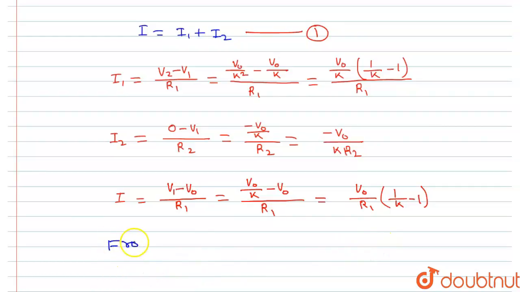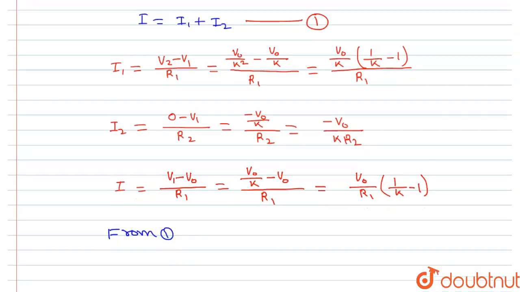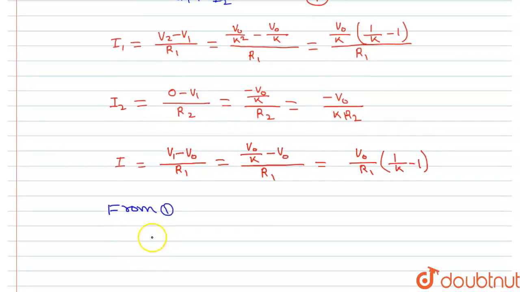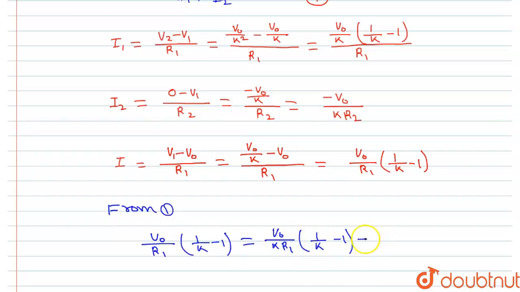So we can write here, from the first equation, I is equal to V naught divided by R1 into (1 by K minus 1), and this is equal to I1 plus I2. So I1 is equal to what? From here we can write V naught divided by K into R1 into (1 by K minus 1), and I2 is equal to what? Minus V naught divided by K into R2.